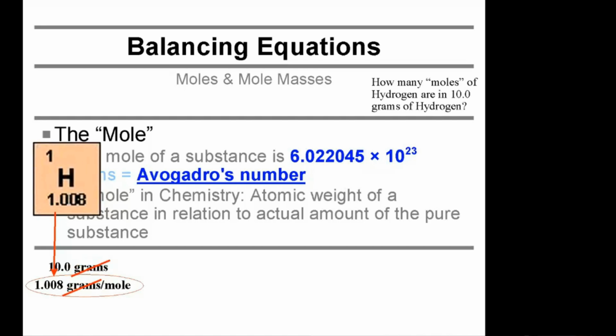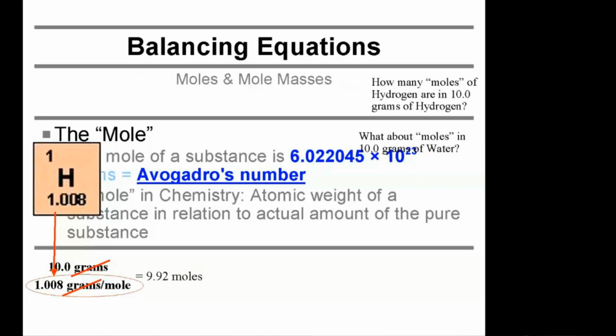If I do the division here, the grams cancel out, and you see what's going to happen. 10 divided by 1.008, I get 9.92 moles in 10 grams of hydrogen. And this is how simple it is. This is how you work with the periodic table. You look at the atomic mass and you divide the atomic mass into the amount of a substance you have, and that gives you the moles. So 9.92 beans, if you want to use an equivalent or a visual.